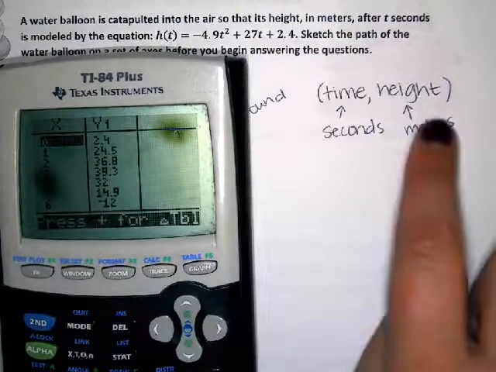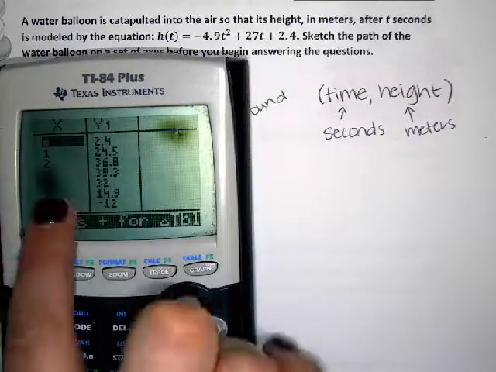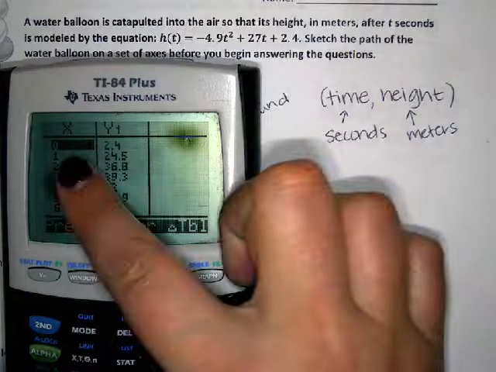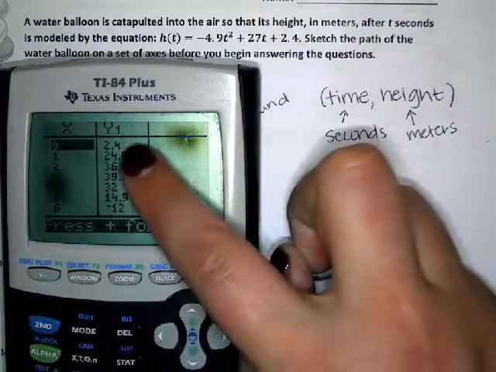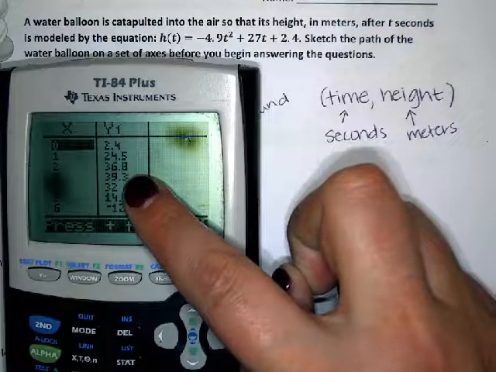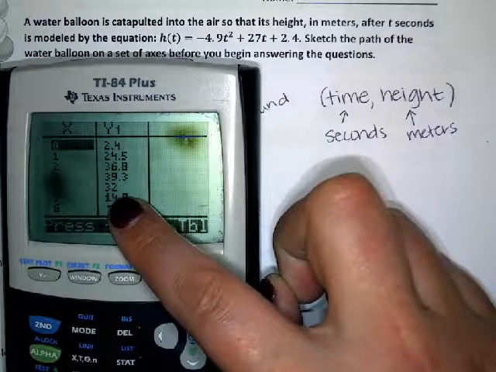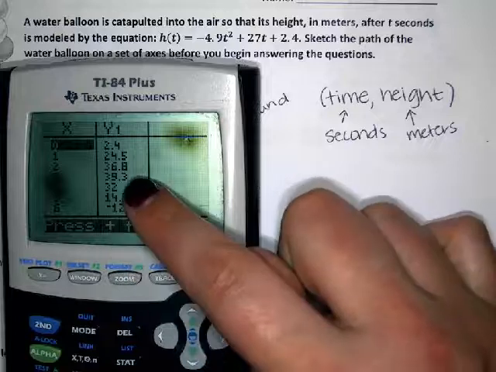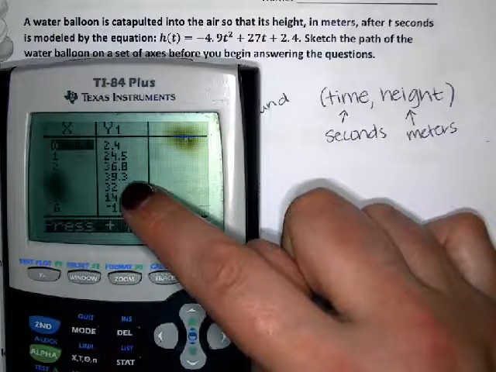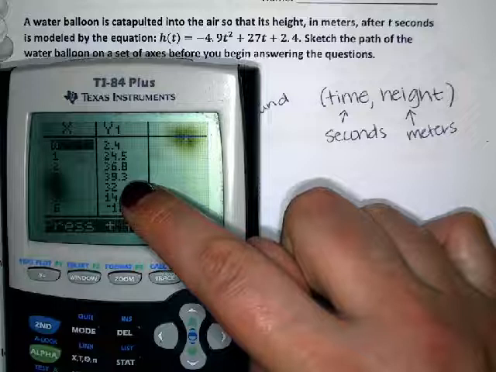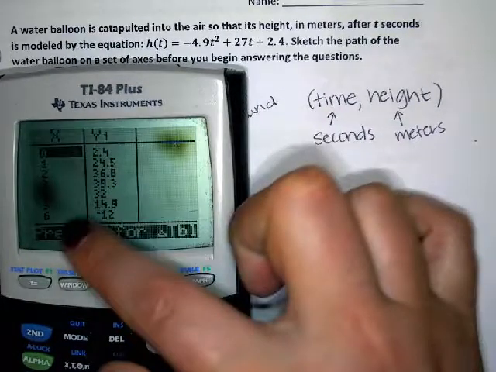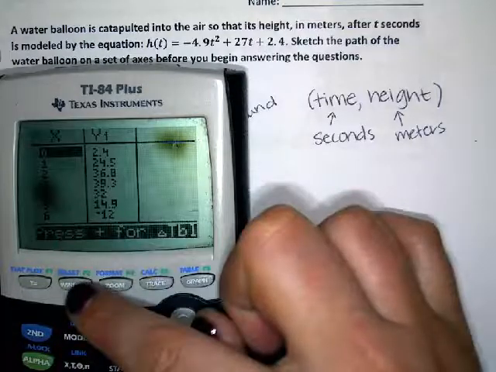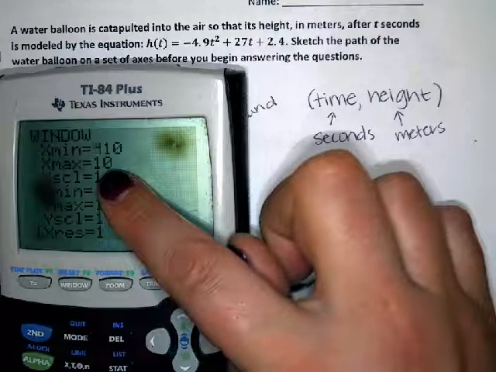You can see time is 0, height is 2.4. Then it goes up, it goes up, it goes up, hits the highest point, and then it starts coming down. And then down here we have a negative height. So we can see that the very highest height that we are able to see is about 40. The highest X values that we really need is about 6. So if we look at our window, the highest X value we have normally is 10, so I'm going to leave this alone. But the highest Y values we had were about 40.